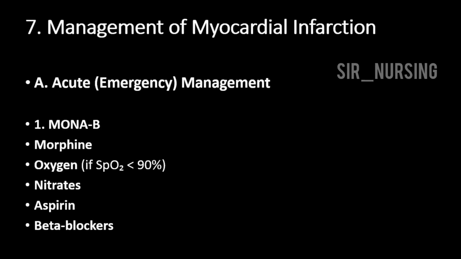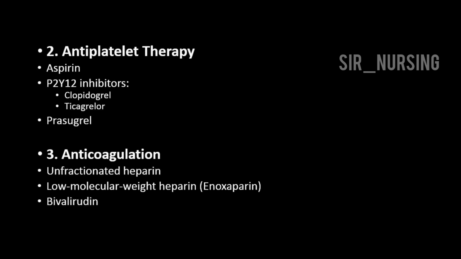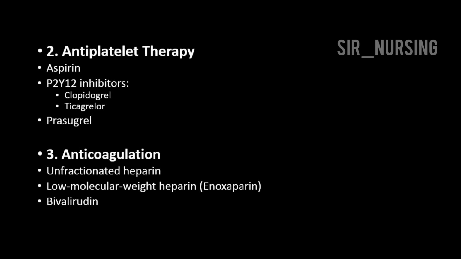7. Management of myocardial infarction. A. Acute, emergency management. 1. MONA-B: morphine, oxygen if SpO2 below 90%, nitrates, aspirin, beta blockers. 2. Antiplatelet therapy: aspirin, P2Y12 inhibitors, clopidogrel, ticagrelor, prasugrel. 3. Anticoagulation: unfractionated heparin, low molecular weight heparin, enoxaparin, bivalirudin.